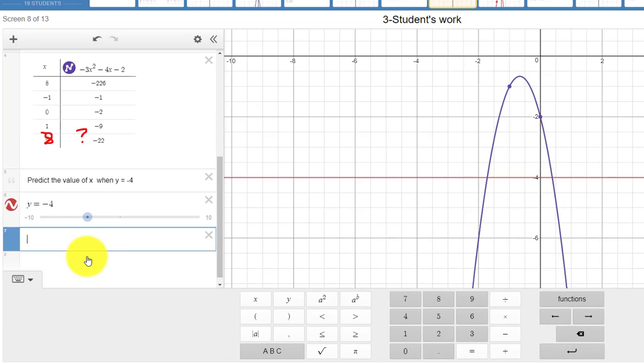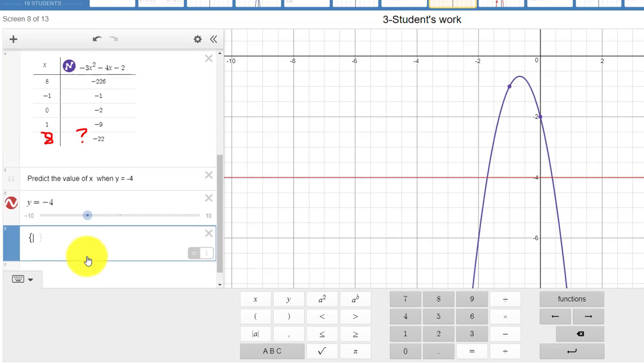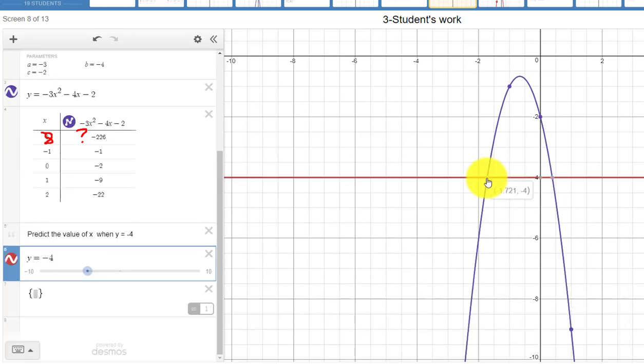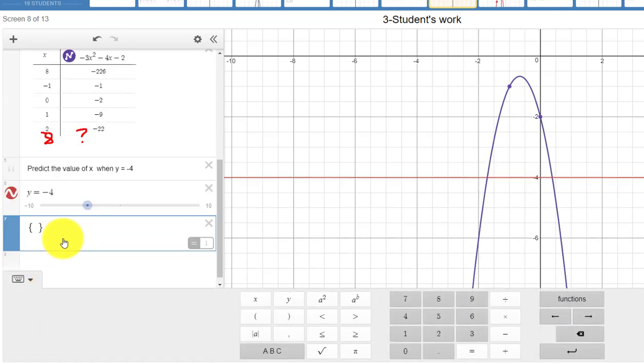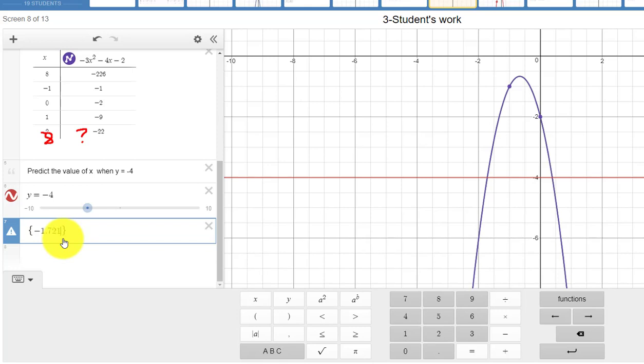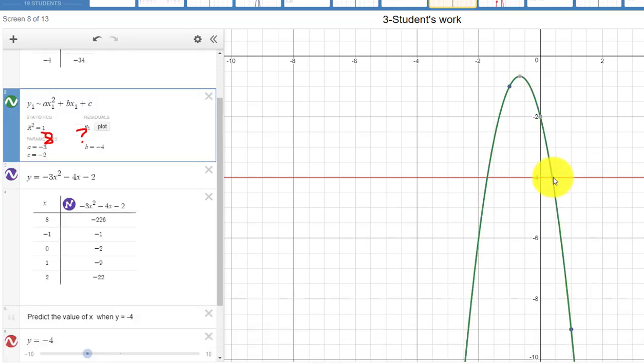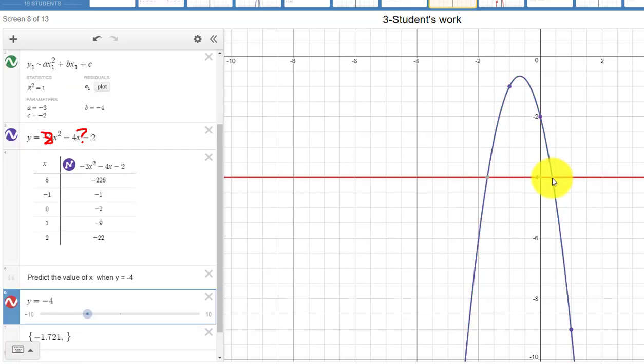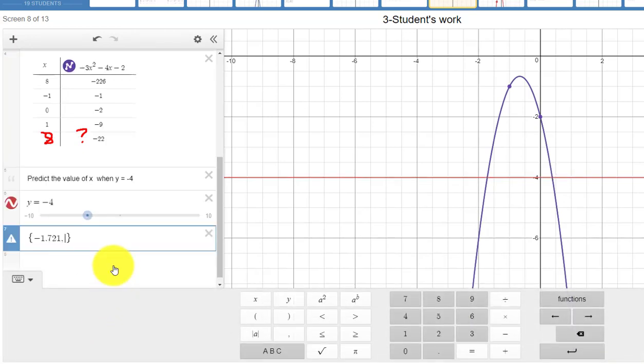So what are these x's? The first x will be negative 1.721, and the other one is 0.387. So there we go.